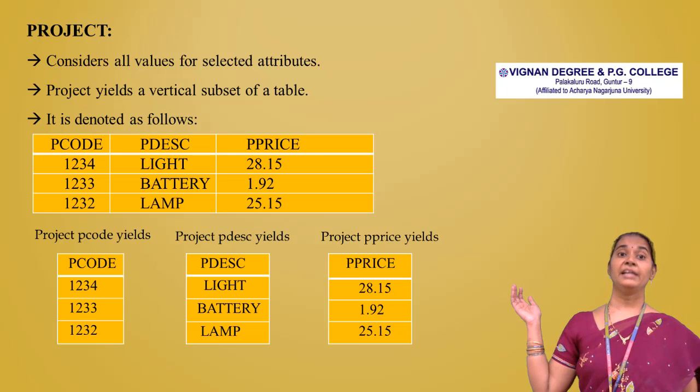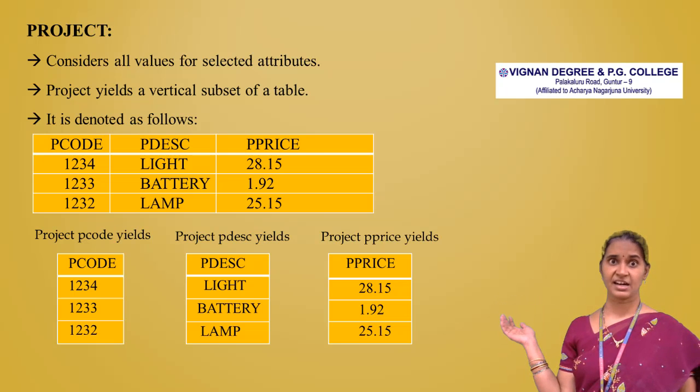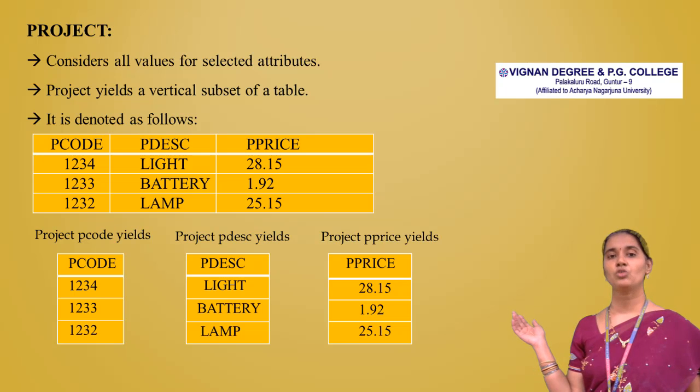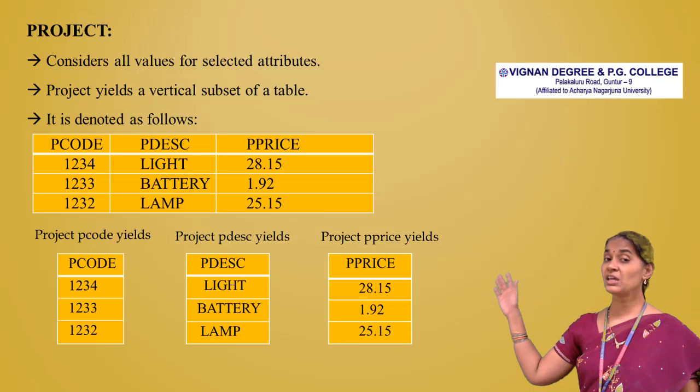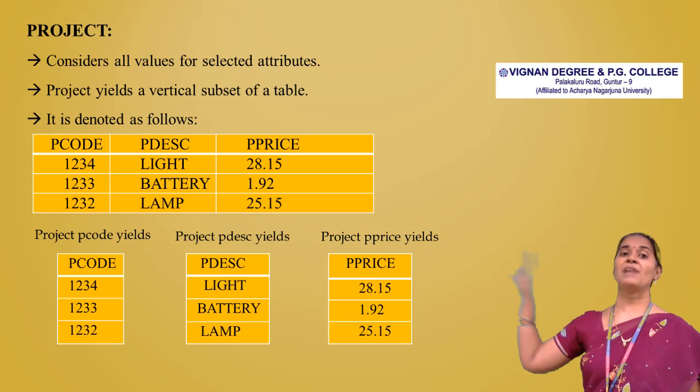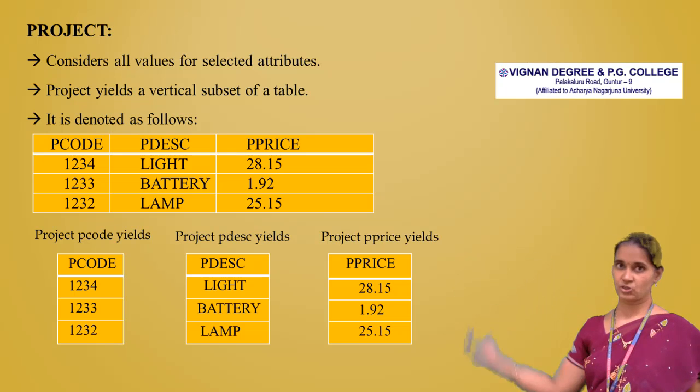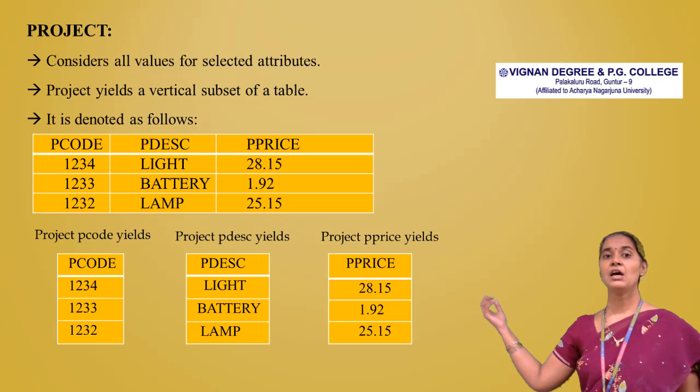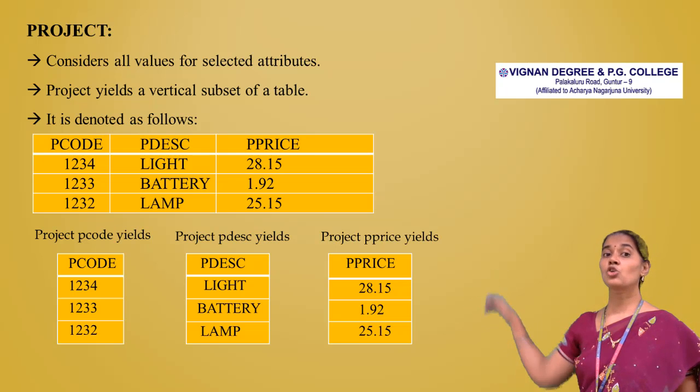What does it do? It considers all the values from the selected attribute, and it is used to display only one particular column's information. So project yields a vertical subset of a table. It is used to get a vertical subset of a table. It is denoted as follows.